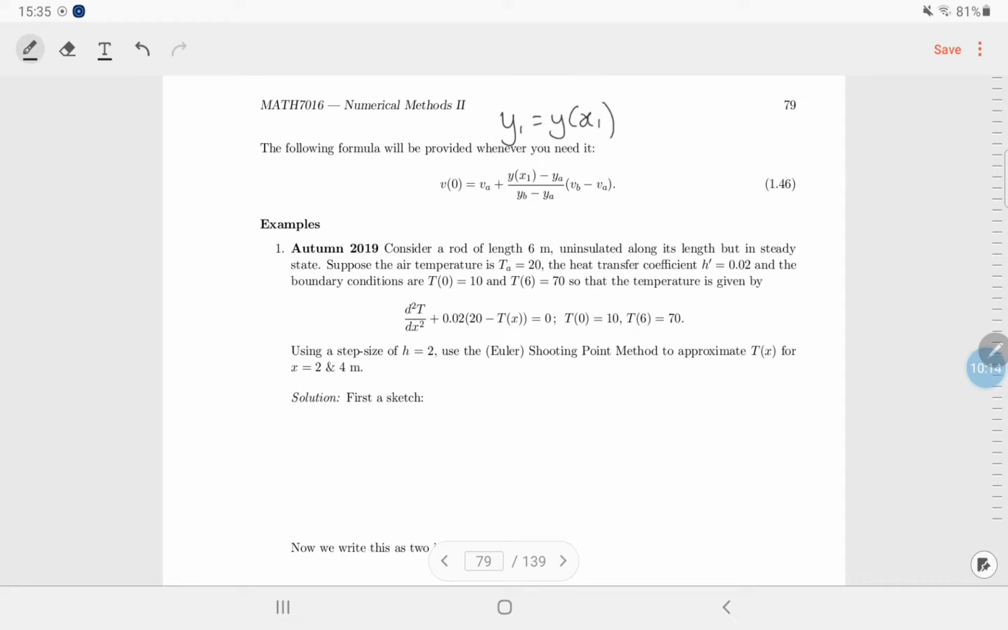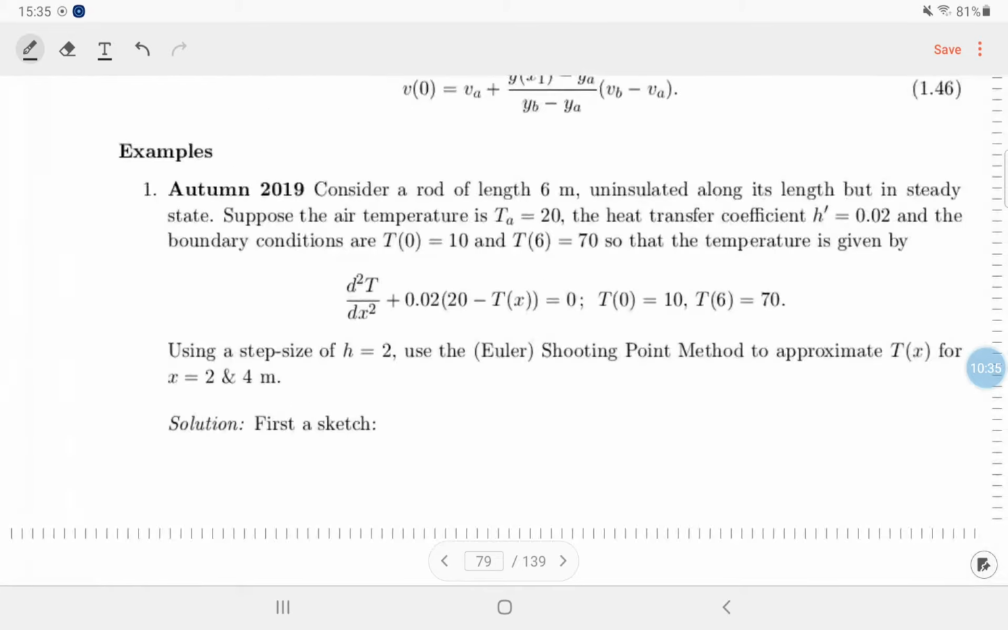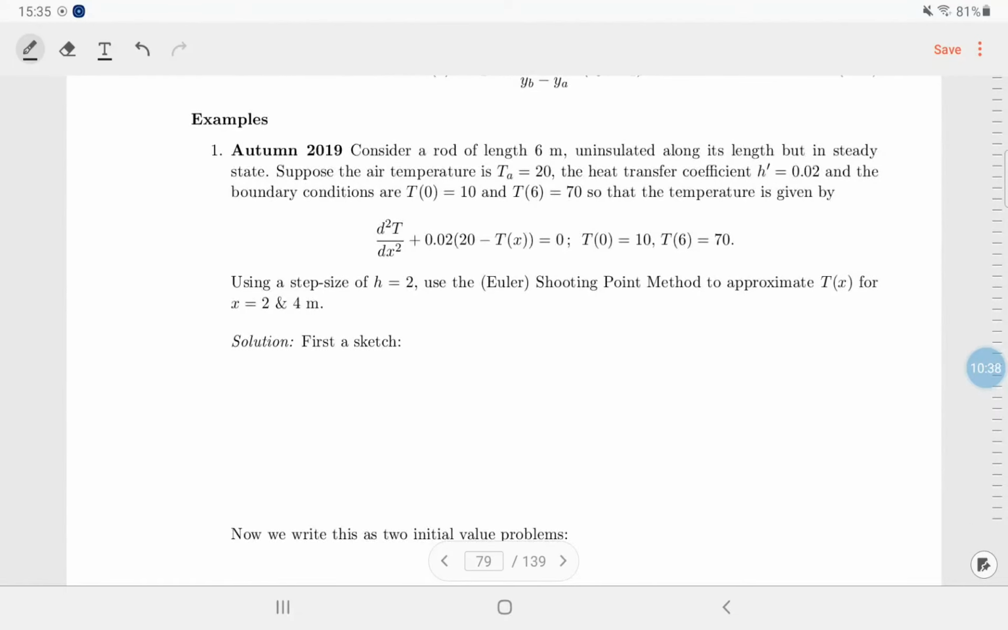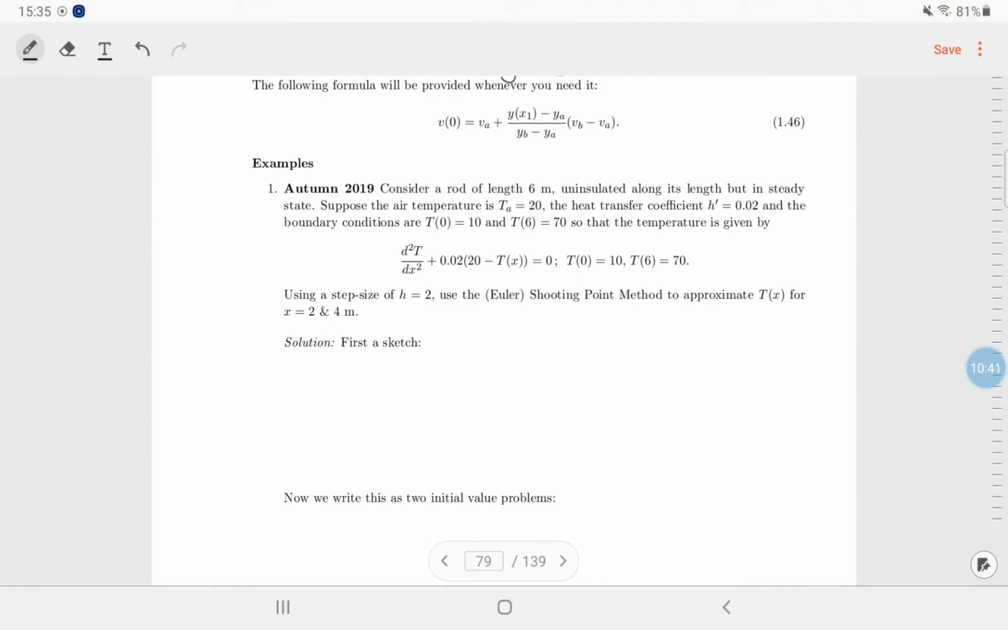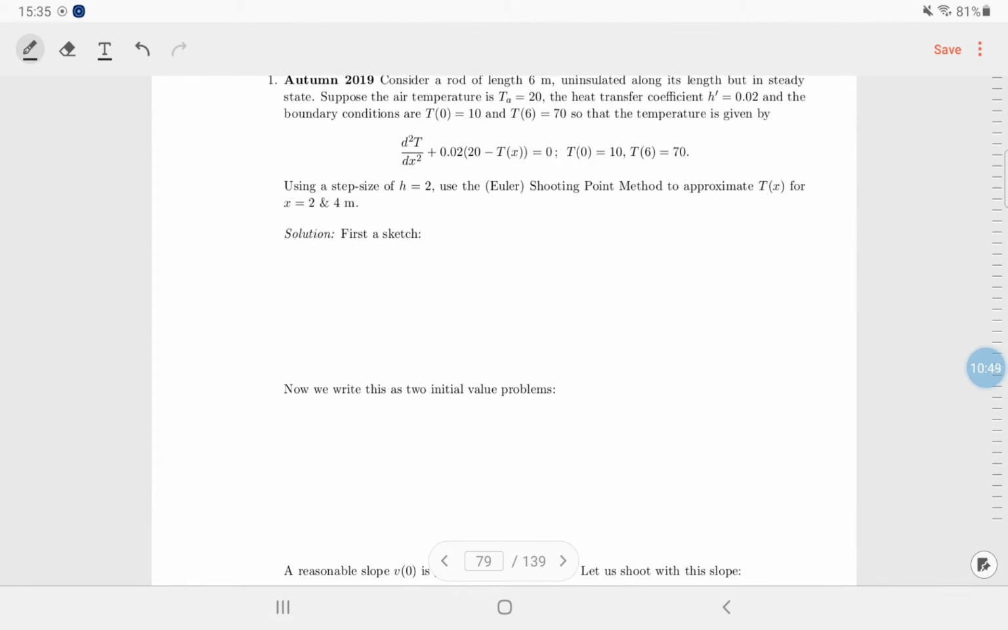Okay, so we're going to do, I think, 2 examples. Example 1: consider a rod of length 6 meters, uninsulated along its length but in steady state, so it's an equilibrium temperature. We'll hear more about that kind of thing later on. Suppose the air temperature is 20, the heat transfer coefficient is 0.02, and the boundary conditions are that at 0 the temperature is 10, and at 6 the temperature is 70. So temperature is the solution of this. Using a step size of h equal to 2, which obviously is big, but on VBA you can make it smaller, use the Euler shooting method to approximate T of x. First of all, we'll just do a little sketch to understand what's going on.